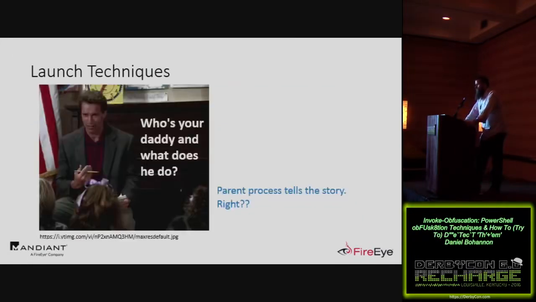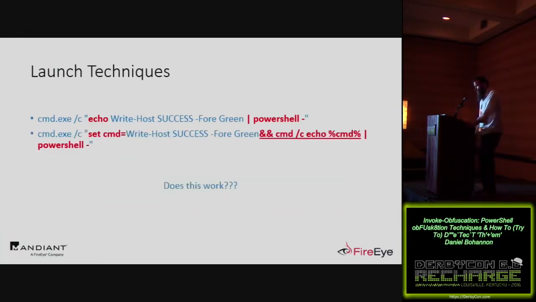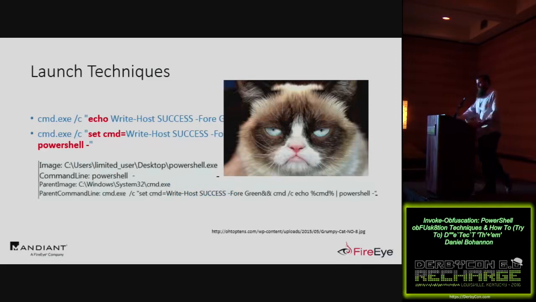So the parent process tells the story, right? So we're good. We have our indicators. We'll apply it whenever PowerShell.exe runs and whenever its parent runs. No, it's not right. So this is, again, the example we just looked at, echoing it into standard input so the parent process has the command. What if we introduced a third process in the mix and had cmd PowerShell? So in the first command we set it, in the second command we then echo it into PowerShell. Does this work? Well, it executes, but it's still in the parent process.